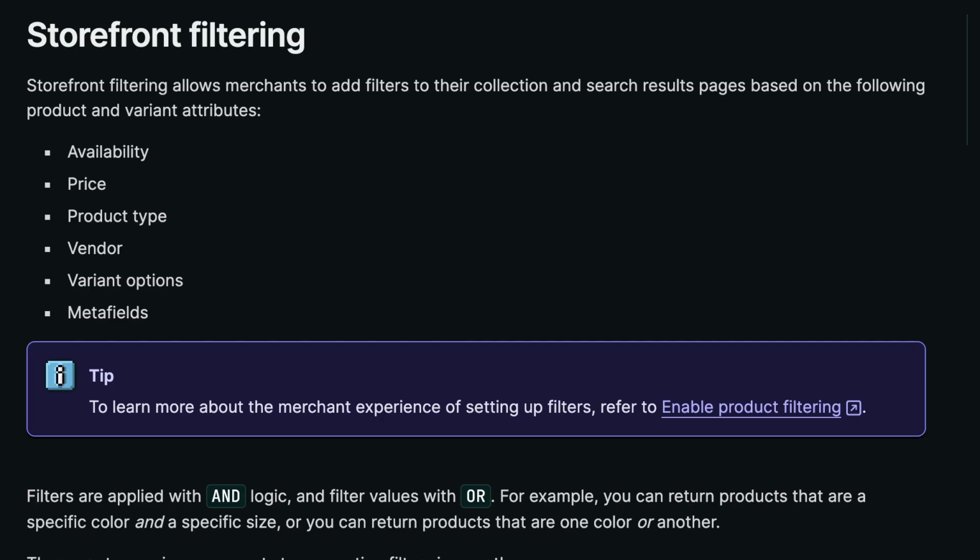As you can see here on the documentation, we can now filter collections natively in Shopify via availability, price, product type, vendor, variant options, and metafields. So in this video, we're going to explore this new feature and start to incorporate it into our themes.